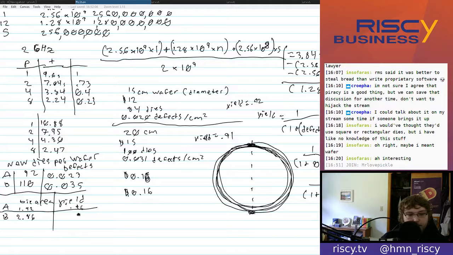And for the next one, it's going to be 0.035. And this number is going to be 2.86. And my phone calculator is telling me that that would give 0.906. So let's call it 0.91, or 91% yield.